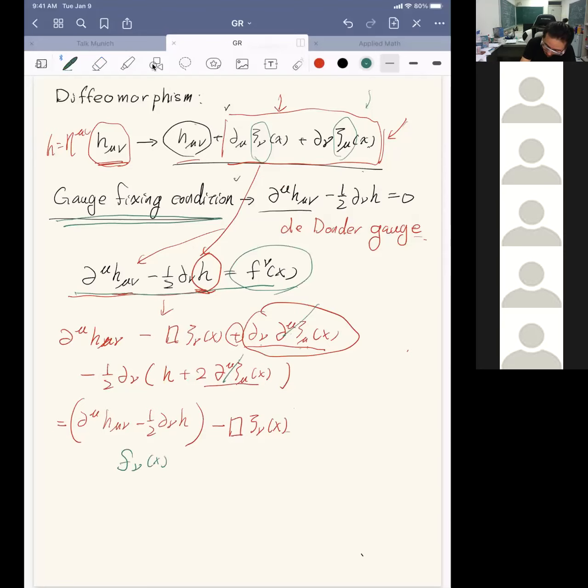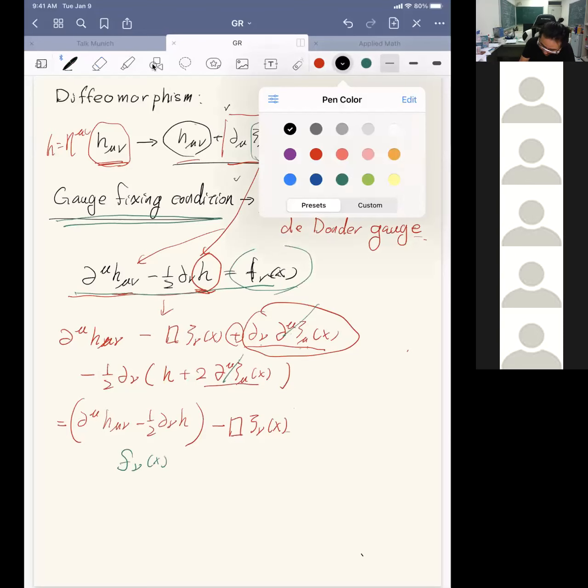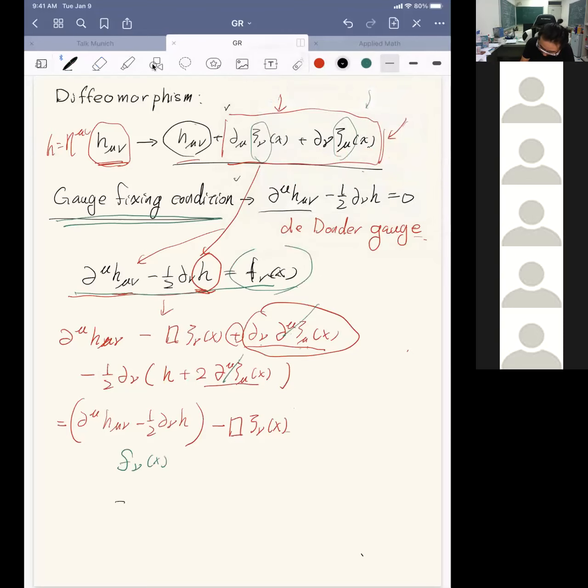Sorry, this should be lower indices. I've been sloppy about the position of my indices. So now, as long as I have my c_ν(x) equal to 1 over box f_ν(x), then this can be 0.